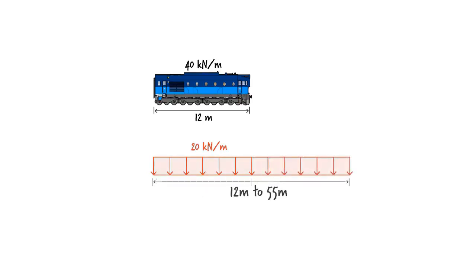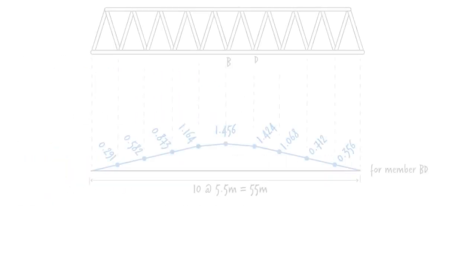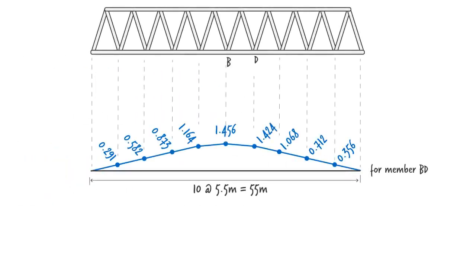The length of the load could vary from 12 meters to 55 meters, which is the total length of the bridge. Member BD, situated along the bottom chord of the truss, is always in tension. That is why the influence line for the member appears above the x-axis. The diagram shows the various force magnitudes in the member based on the location of a unit load. For example, if a load of 1 kilonewton is placed at this joint, then a force of 1.068 kilonewton develops in BD, and if the load is placed here, the force in the member increases to 1.164 kilonewton.